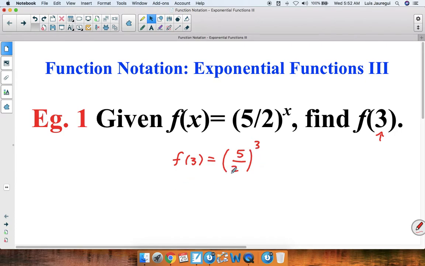Now keep in mind that this is repeated multiplication, so we have that f of 3 is equal to 5 halves times 5 halves times 5 halves. Now using the fact that when you multiply fractions, you multiply all the numerators and then you multiply all the denominators, we get that f of 3 is equal to 5 times 5 is 25 times 5 is 125 over 2 times 2 is 4 times 2 is 8. So you get that f of 3 is simply equal to 125 over 8.